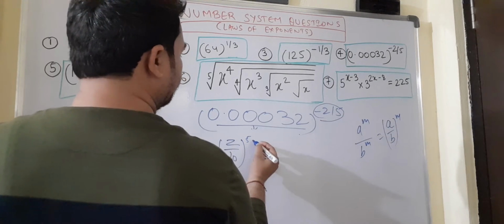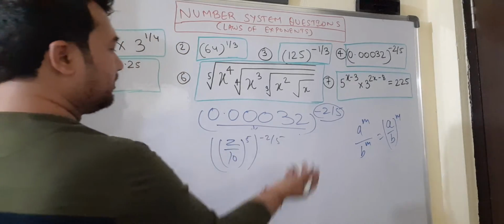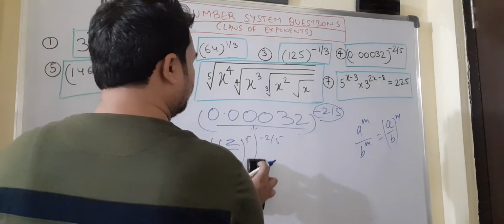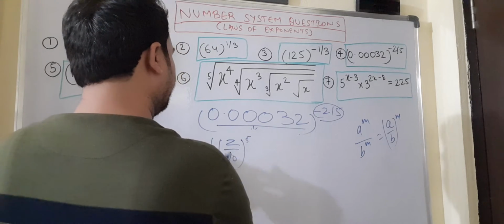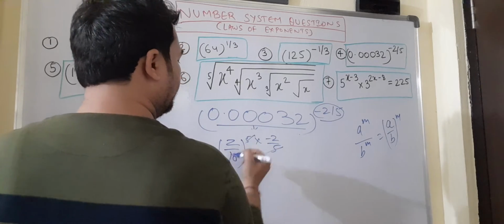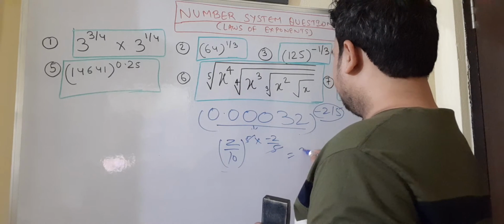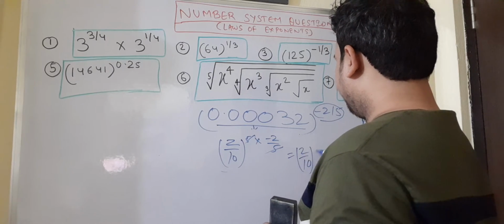And what you have here? Power is minus 2.5. Power gets multiplied. So this will get multiplied. Minus 2 upon 5. 5 will remove each other. You will have 2 by 10 to the power minus 2.